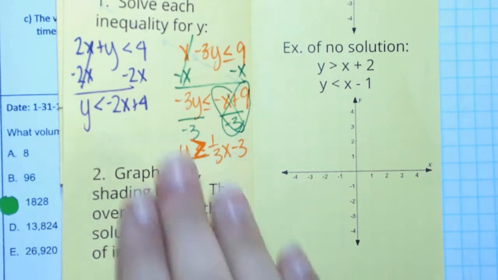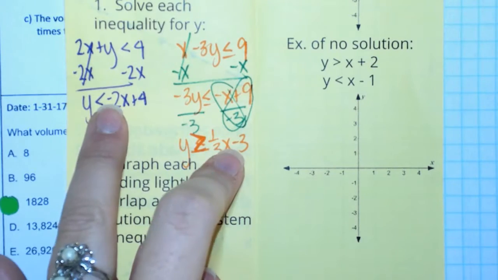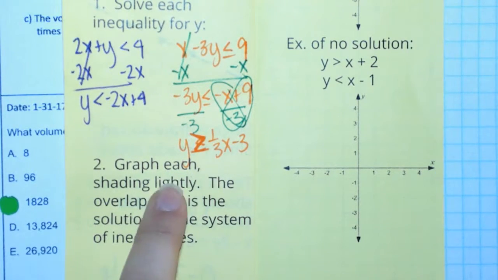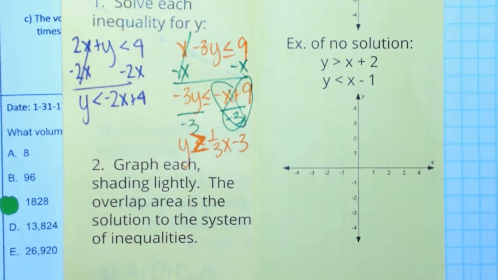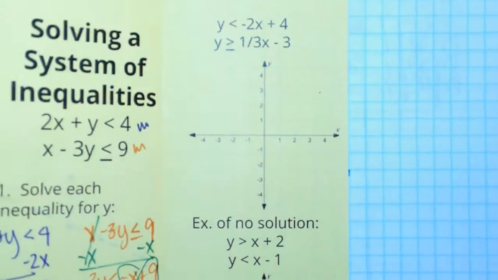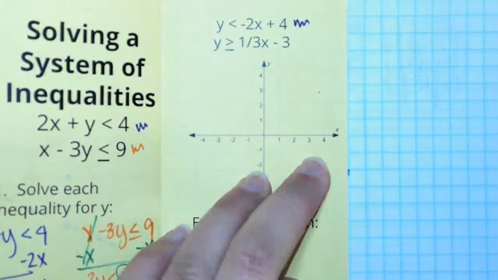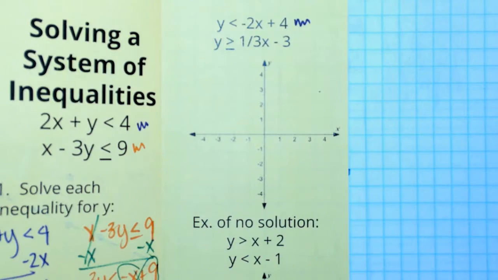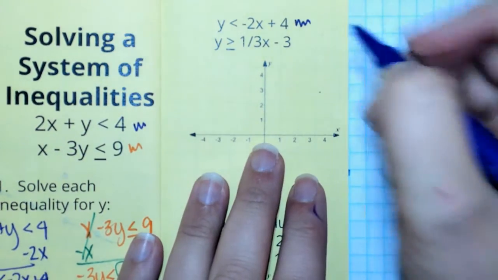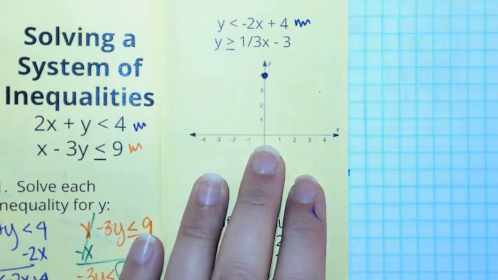Okay, so now, step 1 was to solve each inequality for y. These are 2 inequalities. Now graph each, shading lightly. So we're going to come up here, and we're going to graph our first inequality in purple. What is our y-intercept? Positive 4. So everybody go up 4, put a dot.